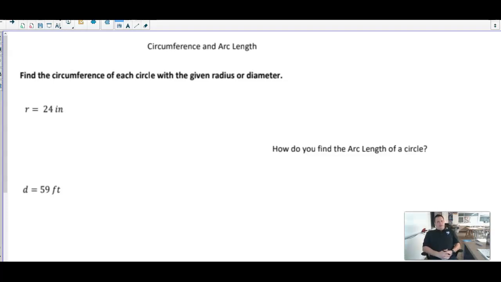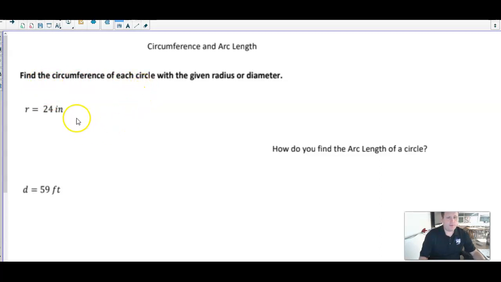Okay, so we're looking at circumference and what we call arc length. You guys all know about circumference. We're going to extend that idea into what we call arc length. So that's our big idea today: the arc length. Just a quick review of circumference first.